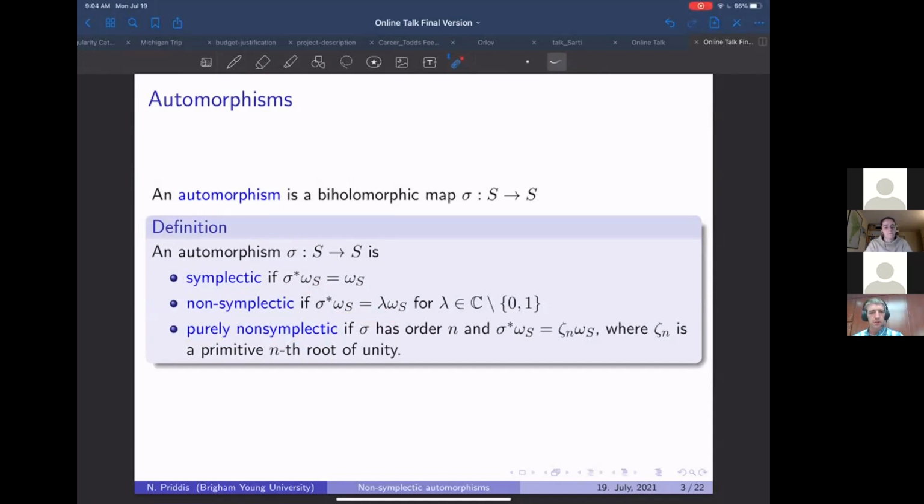So we say purely non-symplectic of order n. So this sigma is purely non-symplectic of order n if the action on the volume form is by a primitive nth root of unity. And usually we think of e to the 2 pi i over n. Oh, I was also going to say, for the rest of the talk, whenever I write sigma, sigma is going to be an automorphism of S.